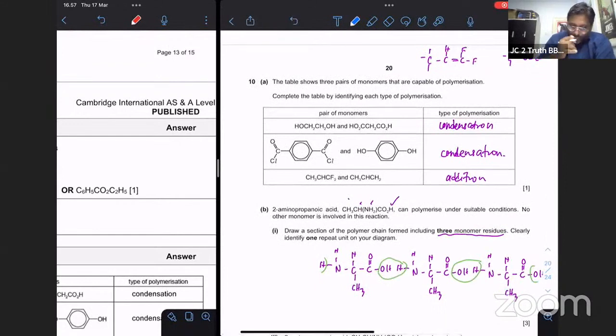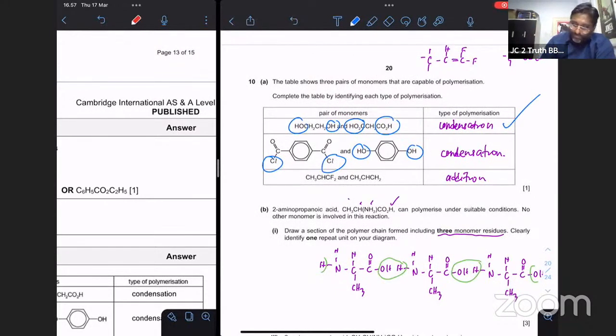And the next part over here, question number 10. They said identify which type of polymerization. I can see carboxylic acid, alcohol, diol, and dicarboxylic acid. So condensation polymerization. Acyl chloride, diol, and then the alcohol over here, the phenol.